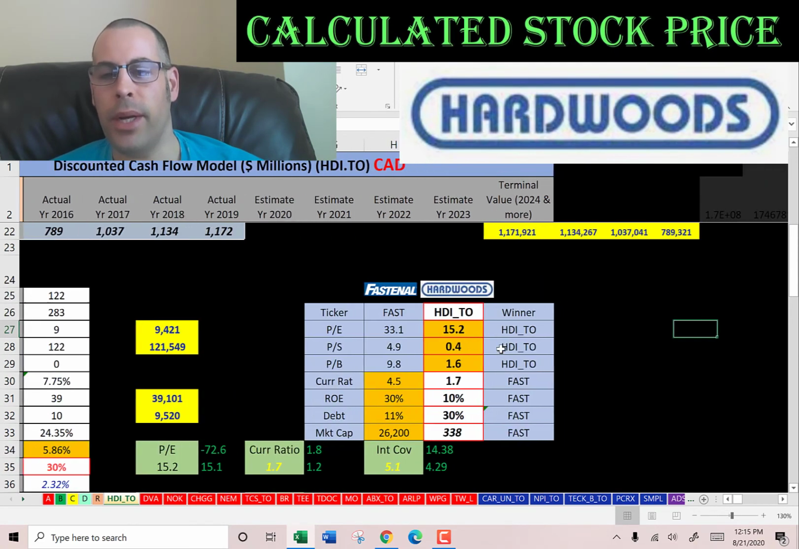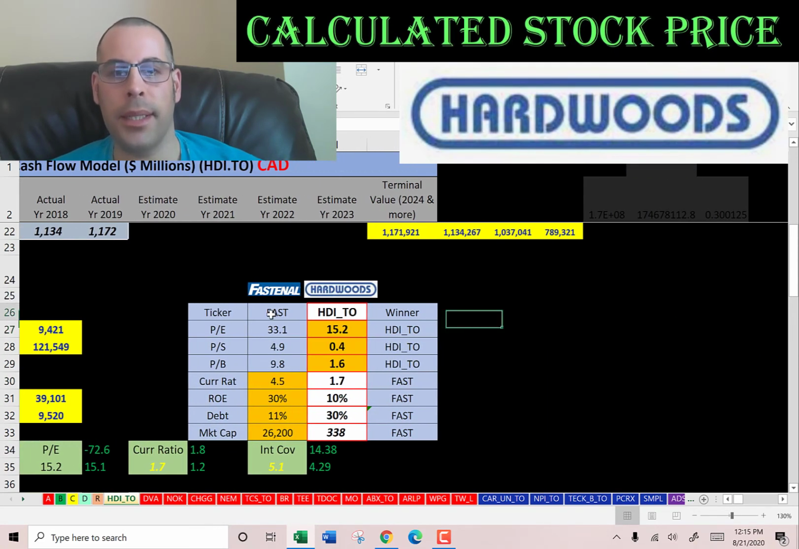And the best way to look at ratios is to compare them to similar companies. I did a video on Fastenal, who is also in the same industry as Hardwoods. And Hardwoods has a better PE, price to sales, and price to book. But Fastenal is better in current ratio, ROE, debt. Fastenal is much bigger a company, $26 billion in market cap. Hardwoods market cap is under $1 billion.